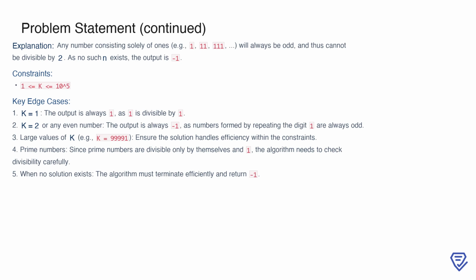It's important to consider edge cases like this. For example, when k equals 1, the solution is always 1 because any number can be divided by 1. On the other hand, for k equals 2 or any even number, the output will always be -1 because numbers made entirely of 1s are odd. Additionally, for large values of k, the solution must remain efficient, and for prime numbers, the algorithm needs to carefully check divisibility. The goal is to ensure the solution handles all cases correctly and terminates efficiently when no solution exists.